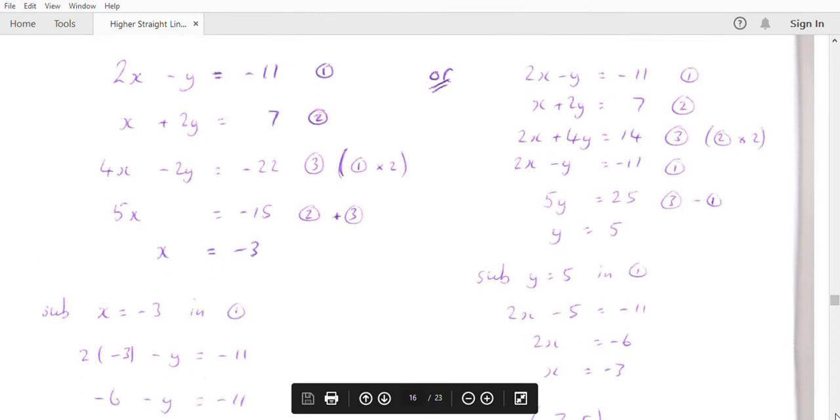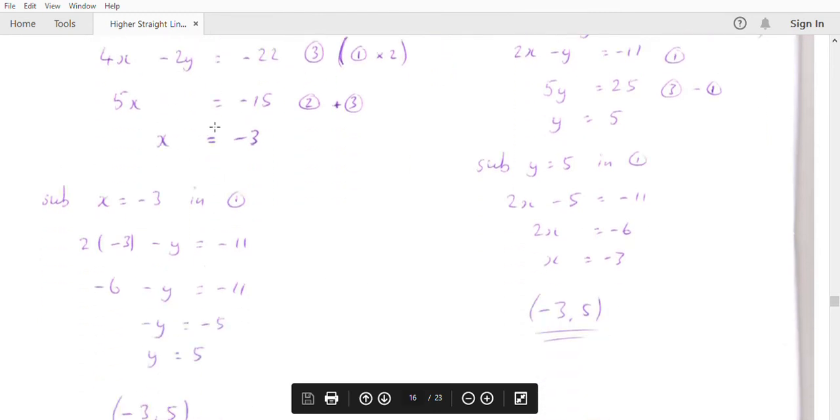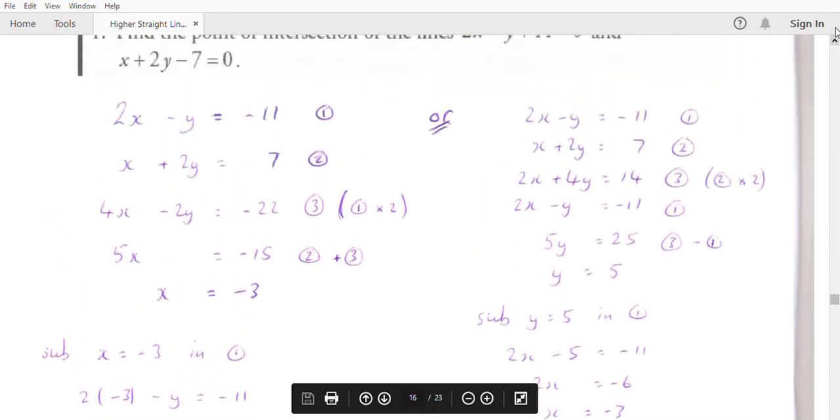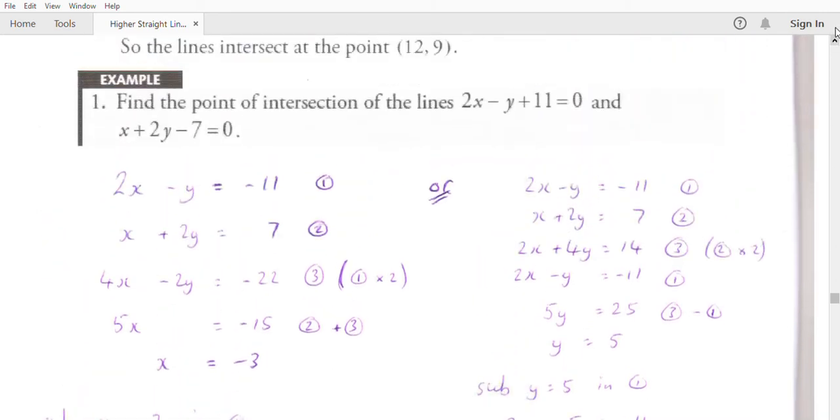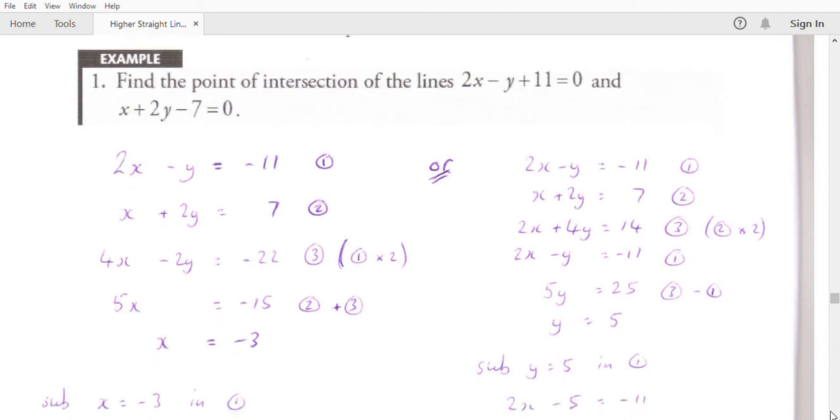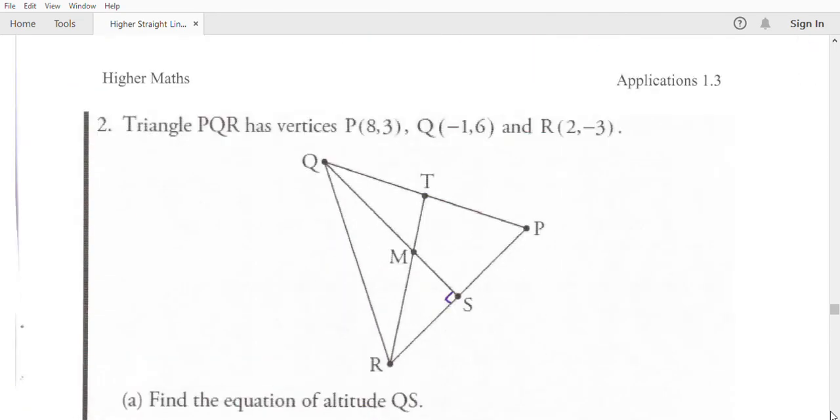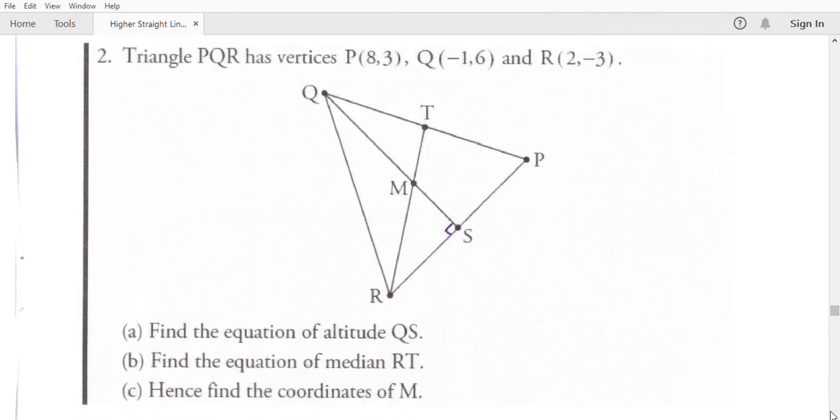So in the same way that we did using the method on the left hand side there, we get exactly the same answer, so that should cover whichever way you've chosen to do it. Right, so that was a quick reminder about how to find the point of intersection of two lines. We also know how to find a median, altitude and perpendicular bisector, so let's try and bring it all together. So triangle PQR has vertices P, Q and R. I would like you guys to pause the video and have a go at part A yourself.